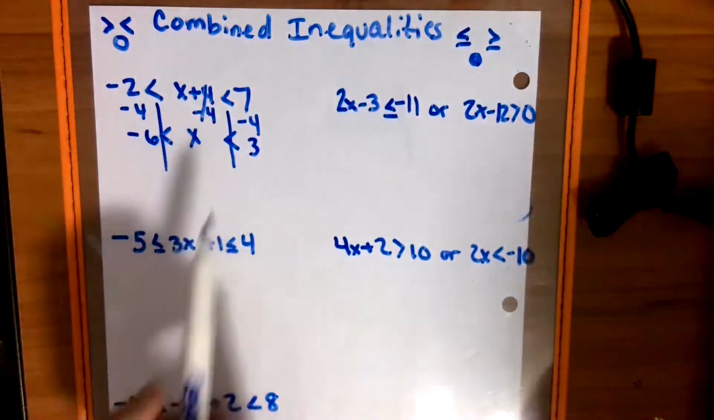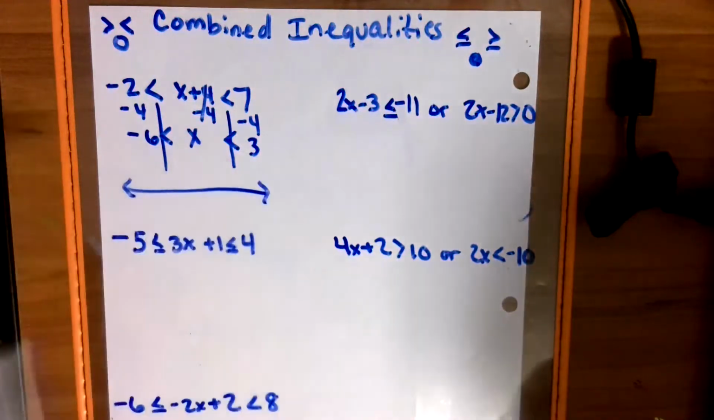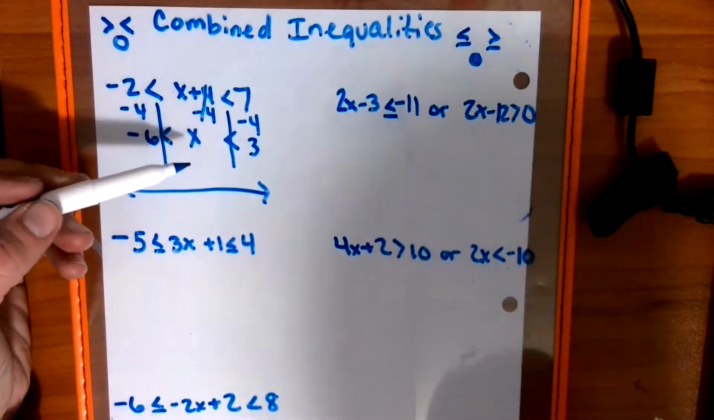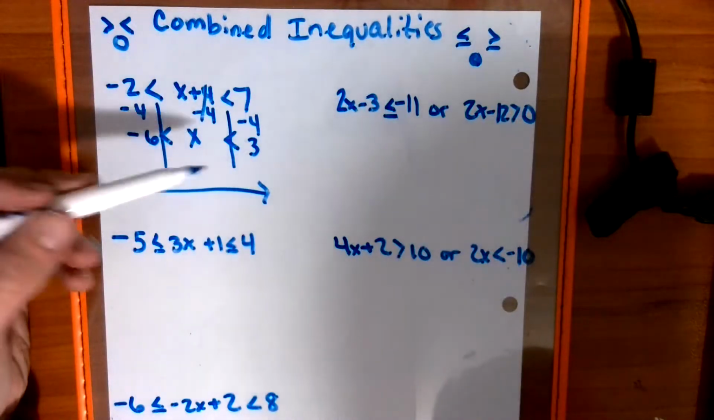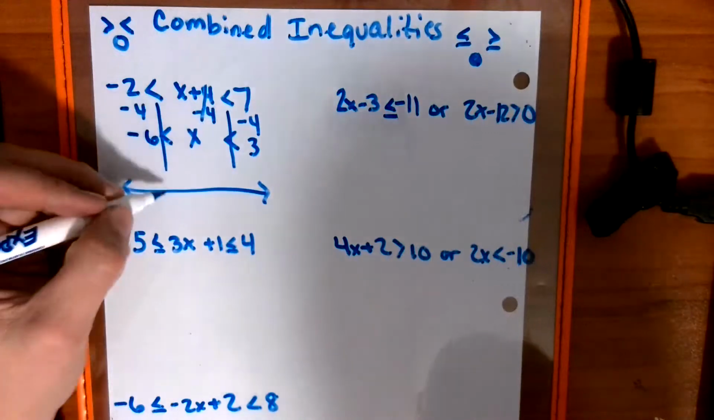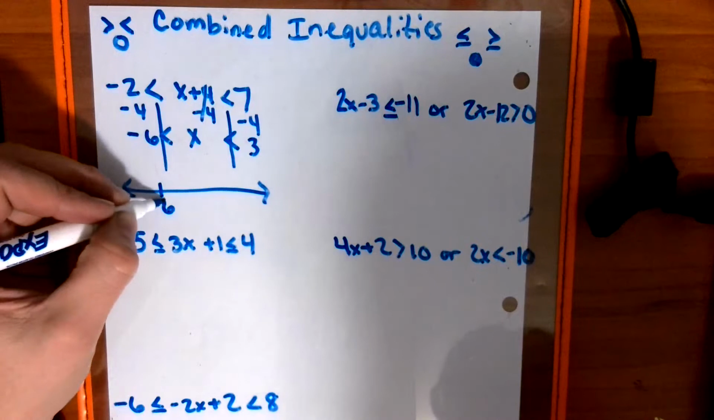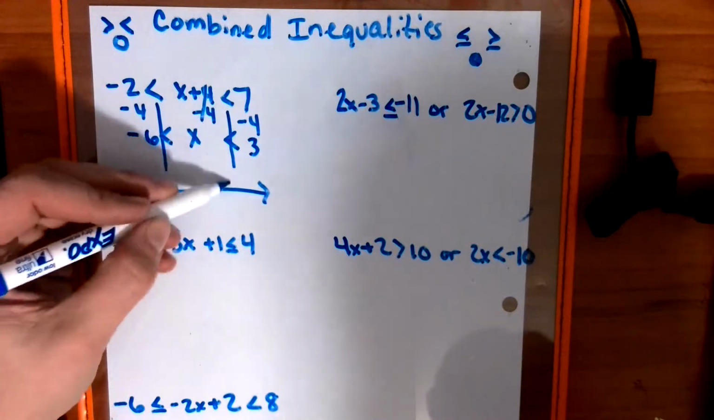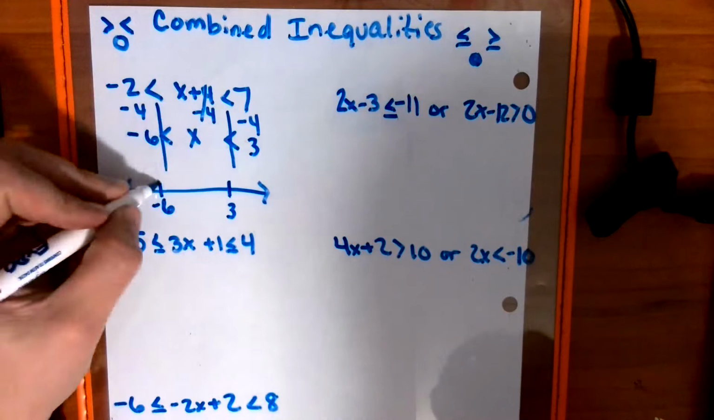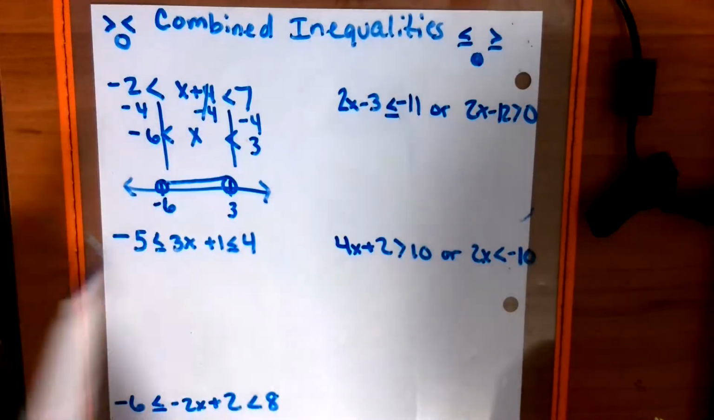And now we have to graph this. So when we go to graph this, it's a very simple thing. See how the x is in the middle? That means these lines are going to connect and stay in between because x is between these two numbers. So easiest way to graph this is we put the negative over here, the positive over here. These are both open circles. And the x is in the middle, so we connect them.